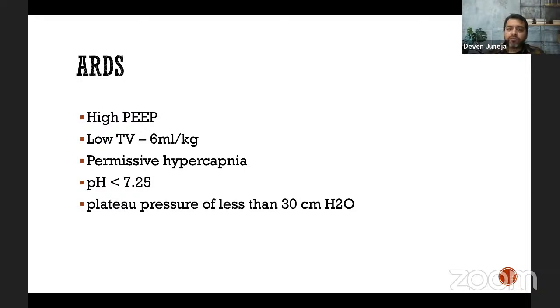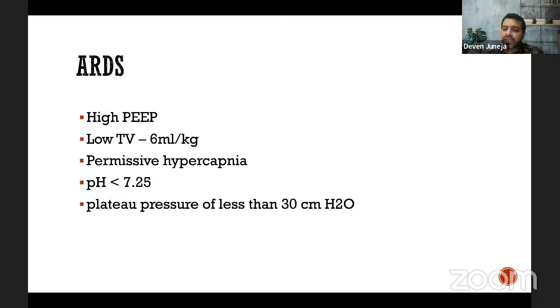Low tidal volume, around 4 to 6 ml per kg. So these patients are going to require less tidal volume. And when you are giving less tidal volume, obviously the minute ventilation is going to get affected. The minute ventilation is going to go low. So to compensate for low tidal volume, you can increase your respiratory rate, because minute ventilation is a product of respiratory rate and tidal volume. So you can increase your respiratory rate. You can go up to 35.